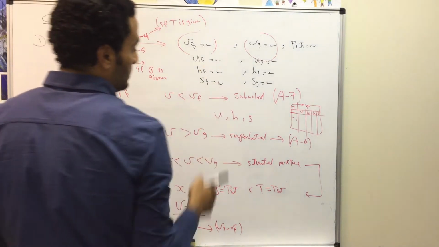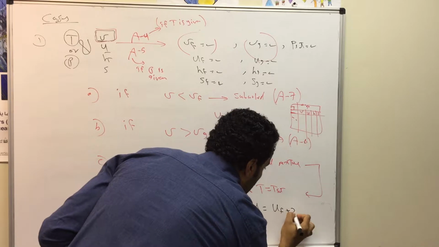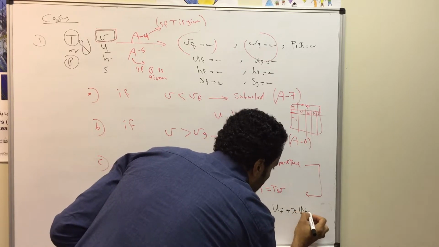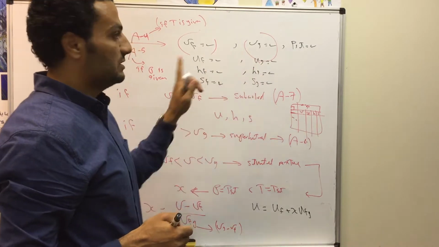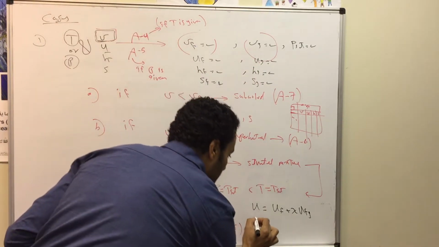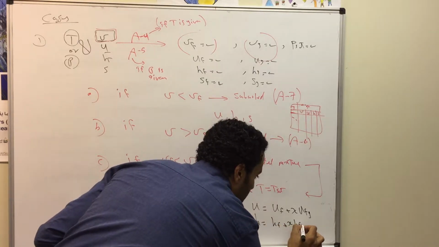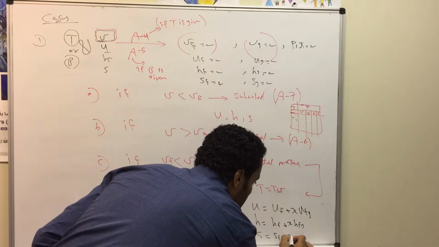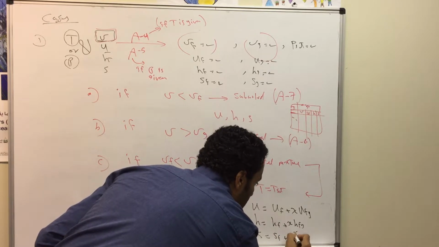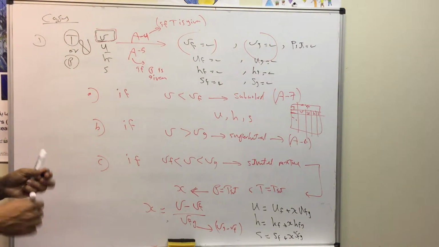But if I need to calculate the total value, the internal energy will equal U fluid plus X multiplied by UFG. UFG is the difference between U gas minus U fluid, and it is also given in the table. Enthalpy is equal to H fluid plus X multiplied by HFG. Entropy is also S fluid plus X multiplied by SFG. This is how we can calculate all of the properties.